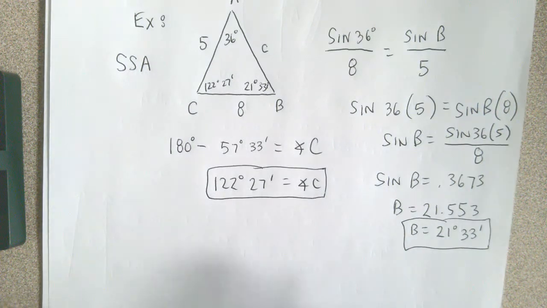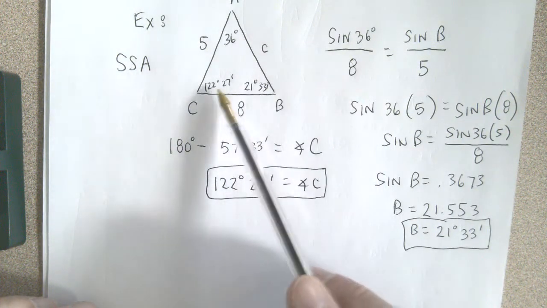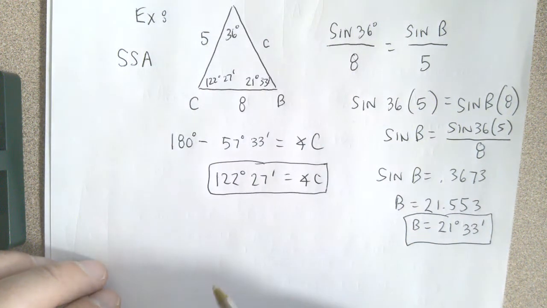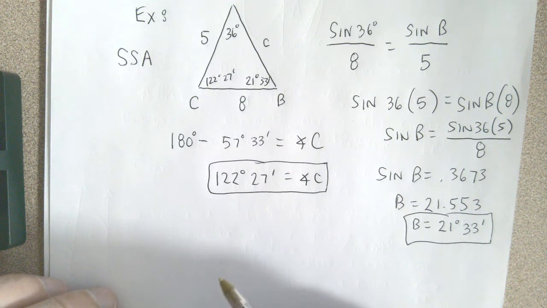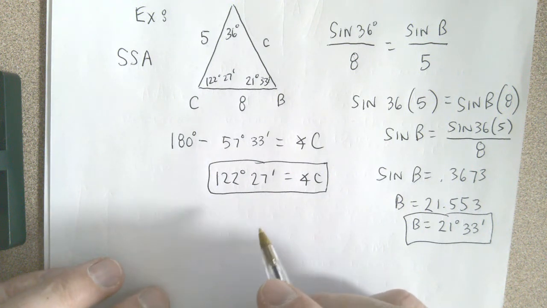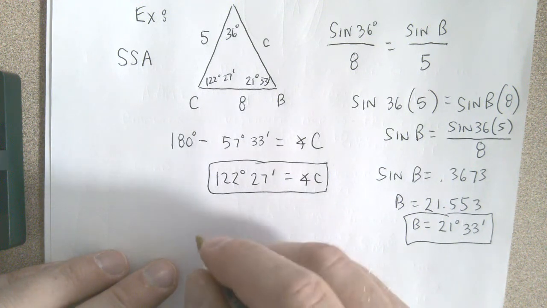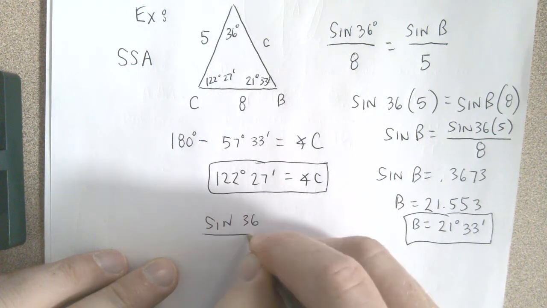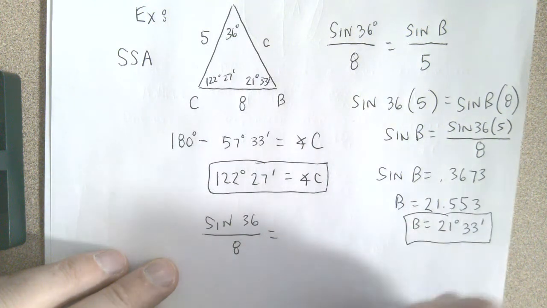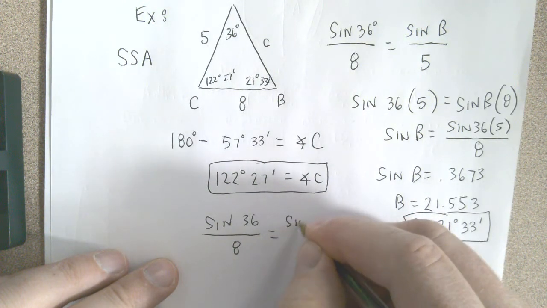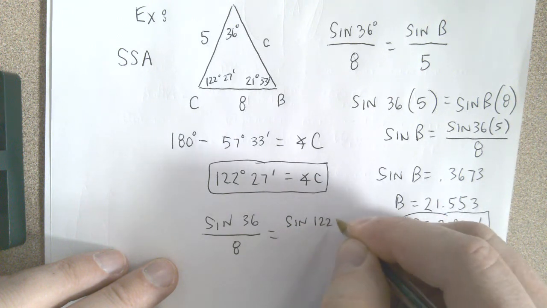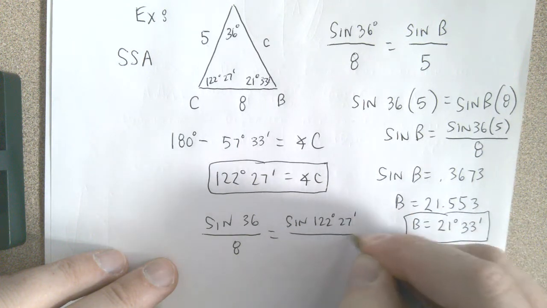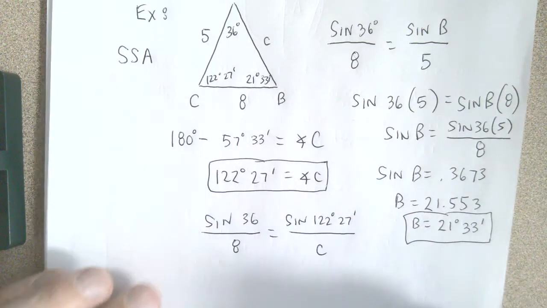Now that we have that angle, we can again use the law of sines to find the length of side C. So we could do again the sine of 36 over 8 equals the sine of 122 degrees, 27 minutes over C.